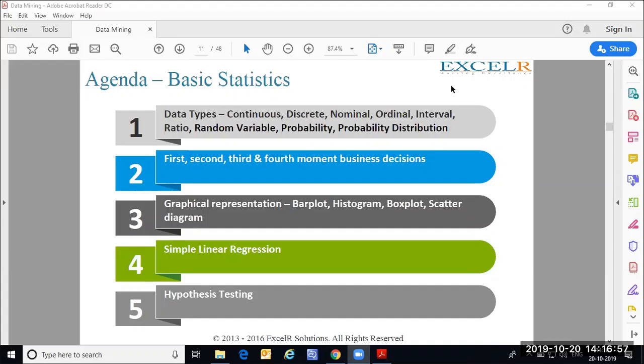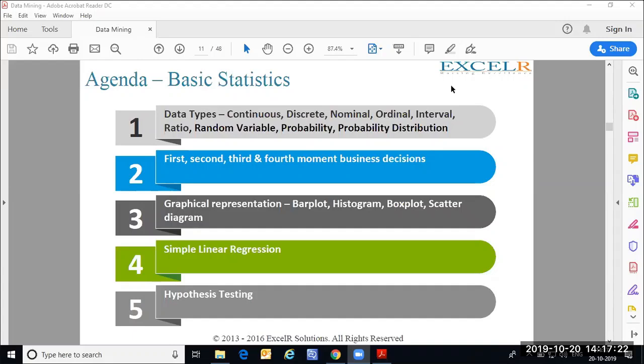Okay. So as part of the basic statistics, the agenda you're seeing on the slide is a list of topics that we are going to discuss for the next 16 to 20 hours, right? We're going to start with the data types. What are the types of data that we generally deal with? And how do we understand the type of the data? What are various things that we take into consideration to be able to determine the types of the data?